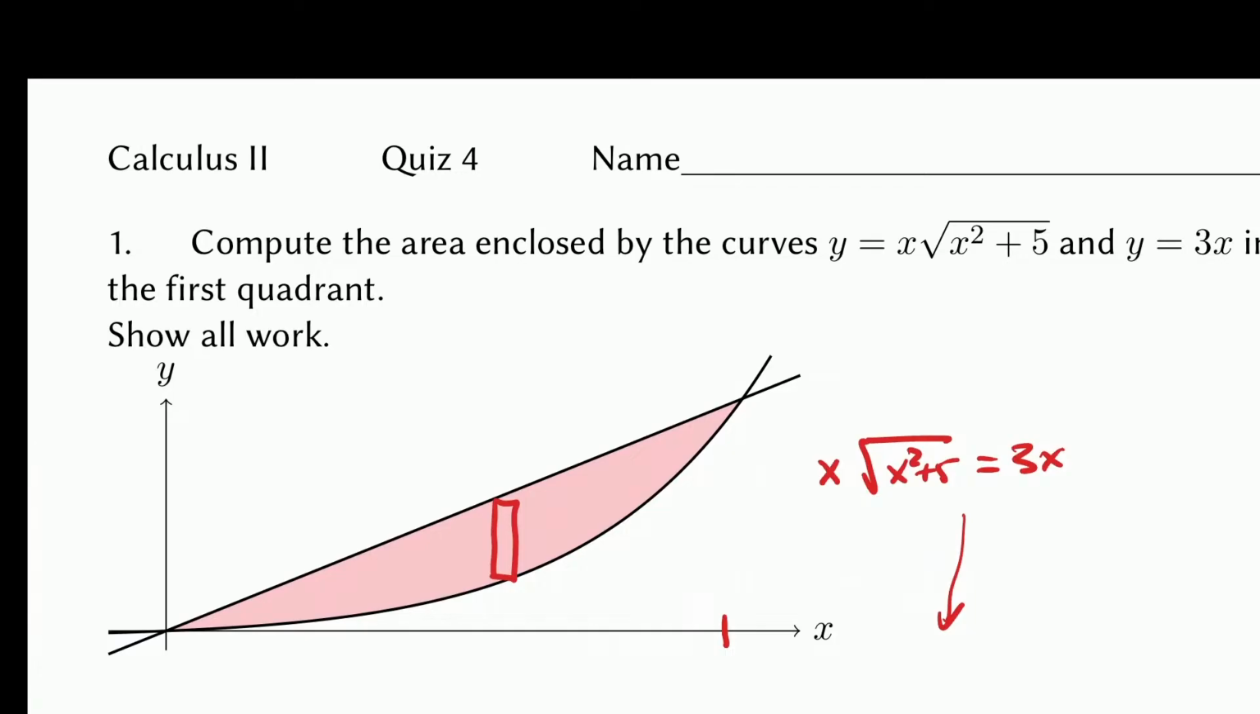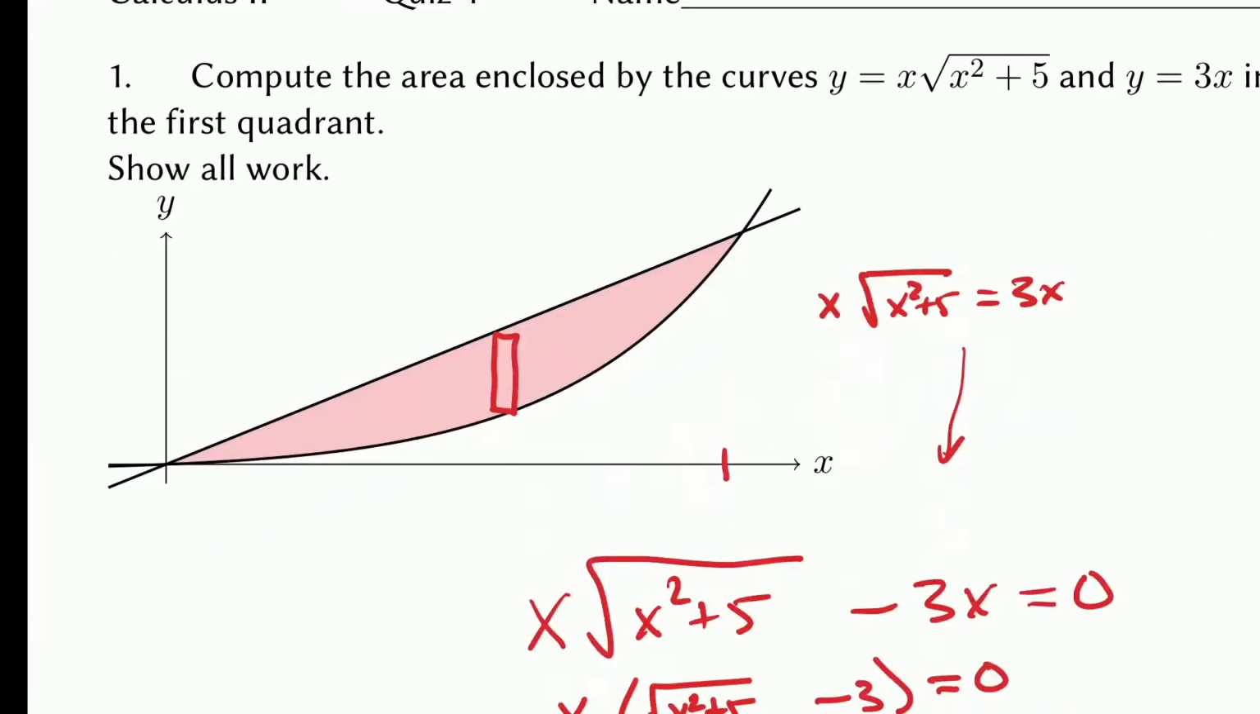And so you set those equal to one another and do some algebra. This one is kind of like intermediate algebra. I wouldn't call it basic, but it's not terrible. So here's how I did this. I set those equal to one another, and then I moved the 3x over to the left.